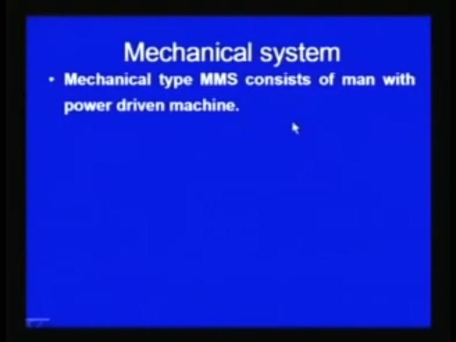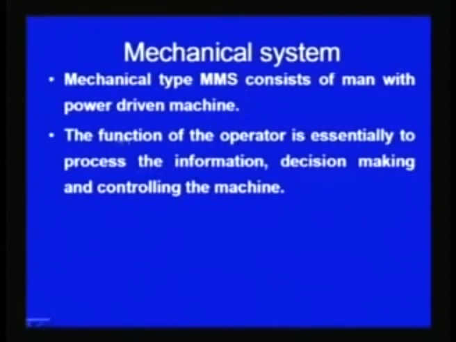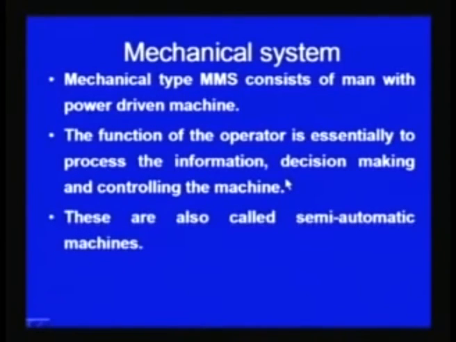In mechanical type man machine systems, the man with the power driven machine, these are the two components. The man operates the power driven machine. He actually does not deliver the power required for success of the operation, but he controls the machine. The function of the operator here is essentially to process the information, take the suitable decision and control the machine so that the operation can be successfully performed.